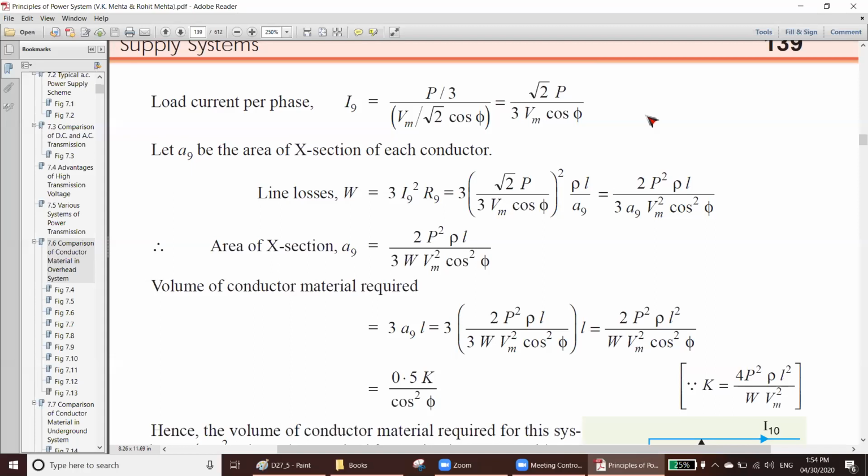Now let A9 be the cross-section area of lines. I9, you have three conductors. Now I9 you need to make a square. So your final line loss will be 2, obviously, because 3 square become 9. So 3 and 9 will be 3. So 2 P square rho L divided by 3.